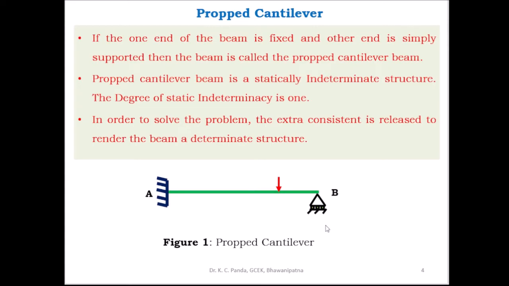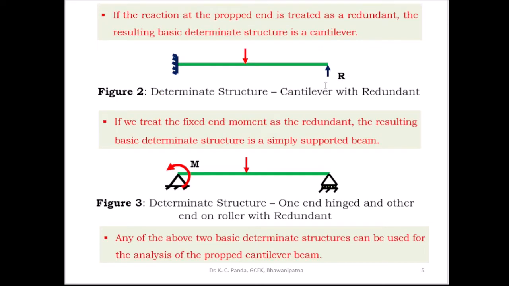If the reaction is treated as redundant, then how to evaluate the reaction at the propped end? What are the steps we have to follow to find out the reaction at the propped end? First step, we have to remove the prop at B. With the removal of the prop, the beam has become a cantilever. Now we can calculate the downward deflection at the free end. First we have to remove the reaction at the propped end, and we have to find out, due to the given loading, what is the downward deflection.